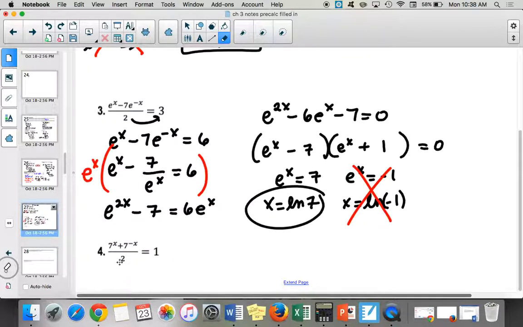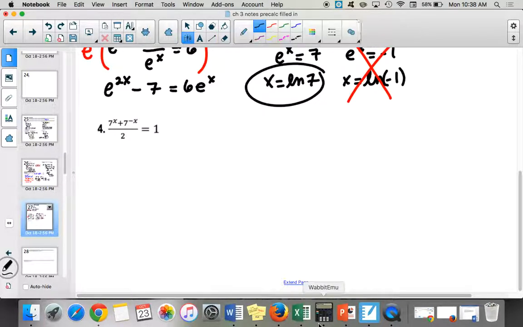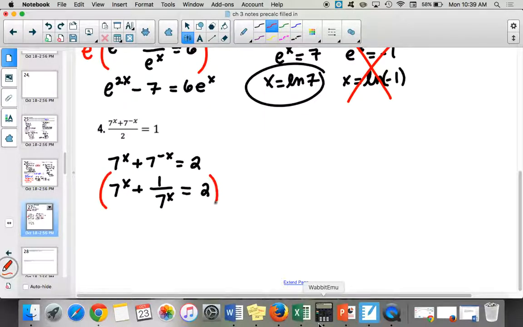All right, so we get natural log of 7 for our answer. And then same idea on this one. So now I just have 7 to the x's. So it works out the same. It's kind of the same process, though. I have 7 to the x plus 7 to the -x equals 2, and I multiply over. And I write it so that I see my fraction. So I'm like, oh, that's 1 over 7 to the x. So then I can multiply everything through by 7 to the x.